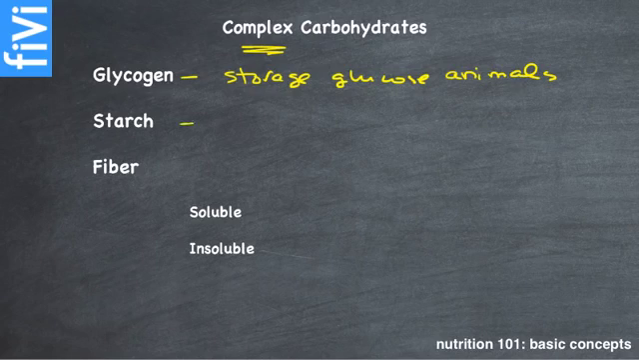Now plants, they store their glucose in the form of starch. And if you remember from the simple carbohydrates, when we chew and we actually break down something with starch with our saliva, we create maltose. All right. Fiber. Now fiber, we don't really break it down, and it comes in 2 forms, soluble and insoluble.